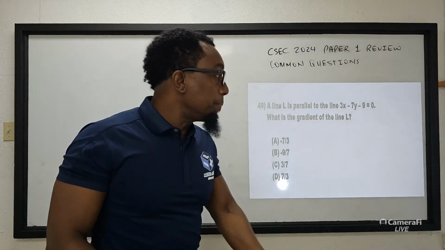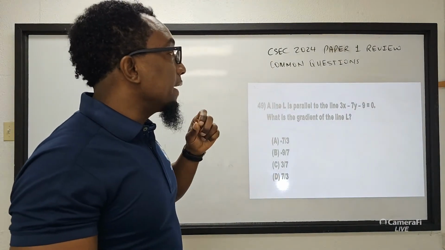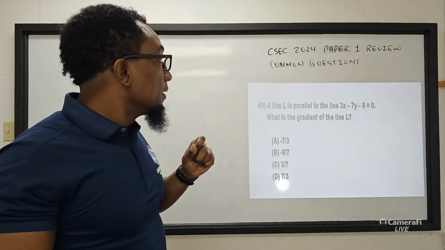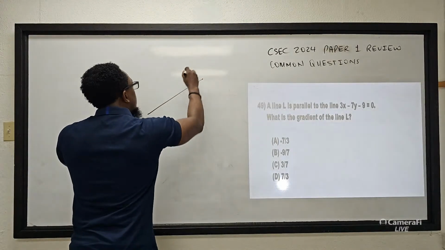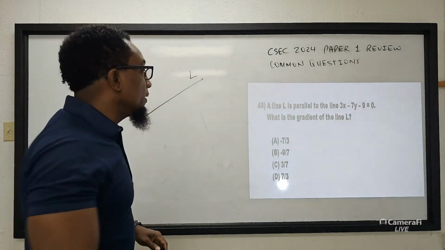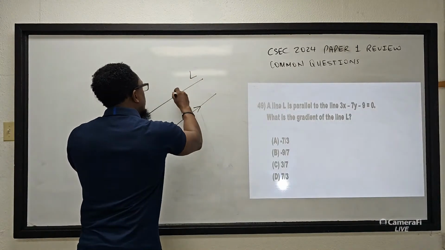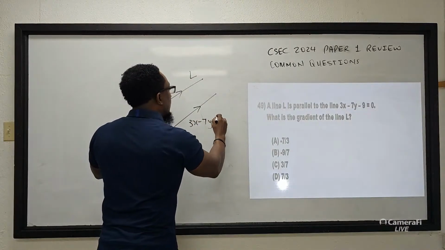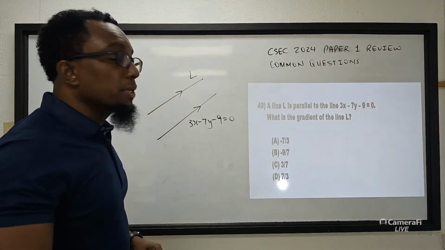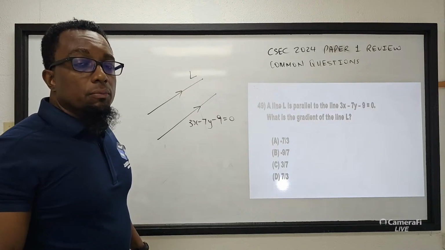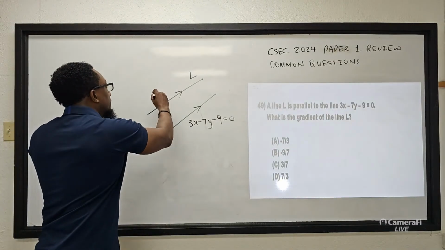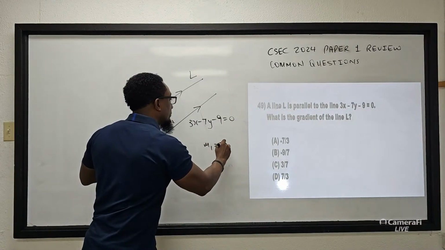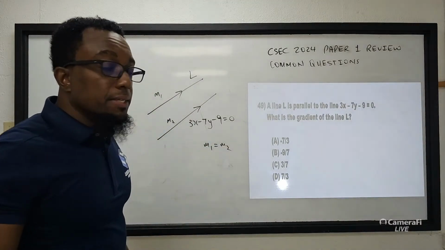A line L is parallel to the line 3x minus 7y minus 9 is equal to 0. What is the gradient of the line L? So you have a line L, and it's parallel to a line whose equation is 3x minus 7y minus 9 is equal to 0. What is the gradient of L? Remember, when lines are parallel, their gradients are the same. Anytime lines are parallel, their gradients are the same.